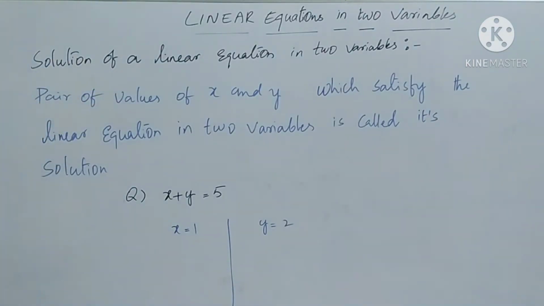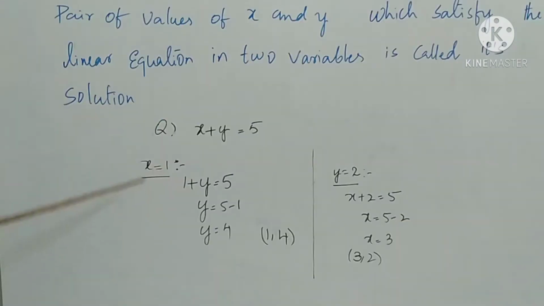Here first we have to take one of the equations, x plus y is equals to 5. This is a two variable equation. So we have to substitute x is equals to 1 instead of x in the given equation. So 1 plus y is equals to 5, y is equals to 5 minus 1. So y is equals to 4.